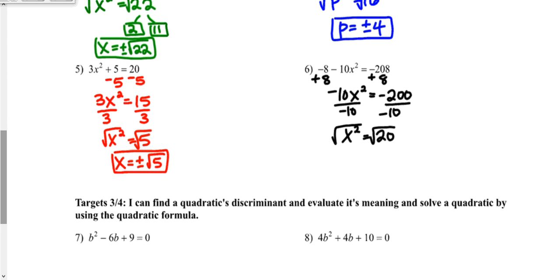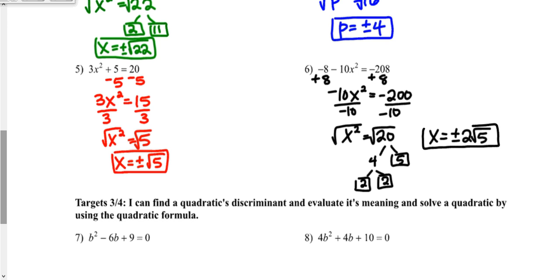20 is not a perfect square, but it does simplify. So I could say that 4 and 5 multiply to it. 4 breaks down into 2 and 2. So if you look here, I have a pair of 2's. So my final answer is going to be plus or minus. The 2 goes on the outside because there's a pair. The 5 stays under because there's not a pair. Lots of things to think about in these problems.